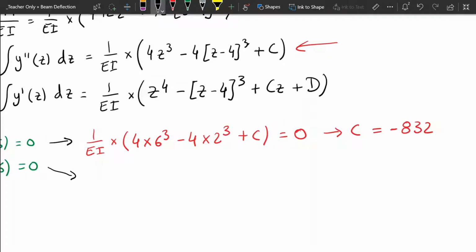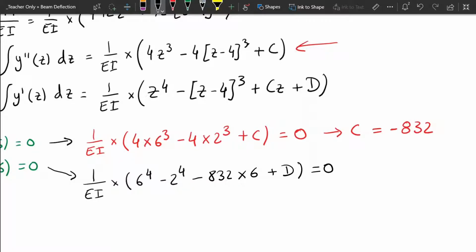Now to find d, we're going to take the other equation and replace z with 6. So we get 1 over EI times 6 to the power 4 minus 2 to the power 4 minus 832 times 6 plus d, and this has to be equal to 0. Therefore, we can calculate d. Again, take the calculator, and here we get minus 3712, which goes to the other side and becomes 3712.